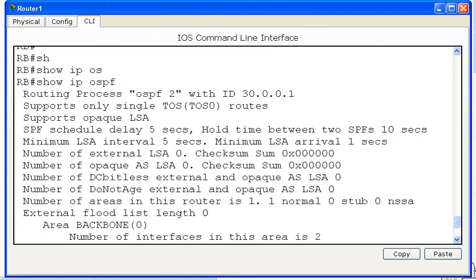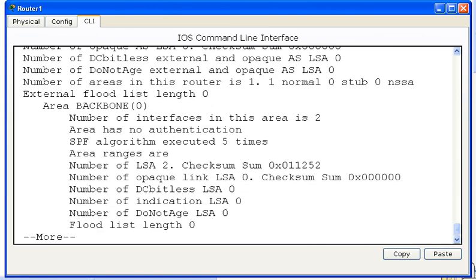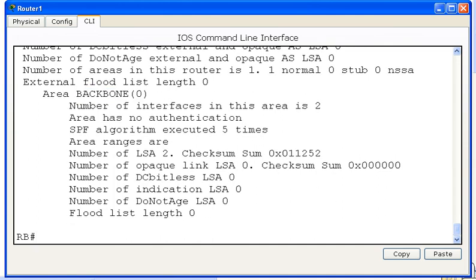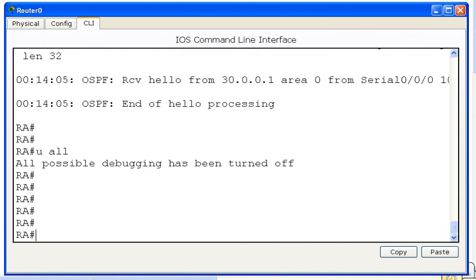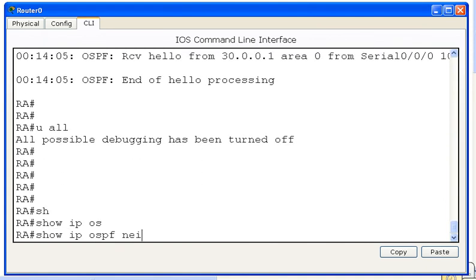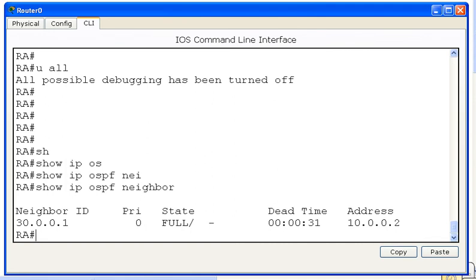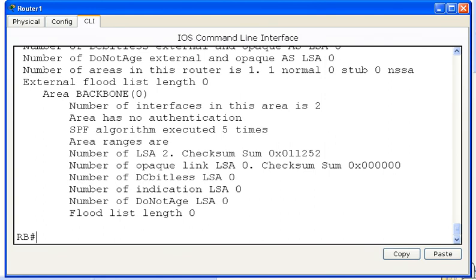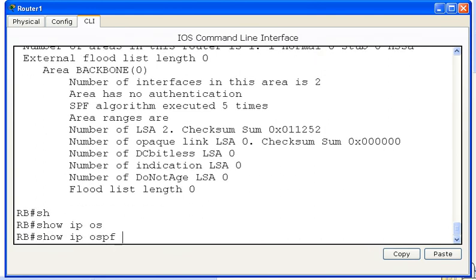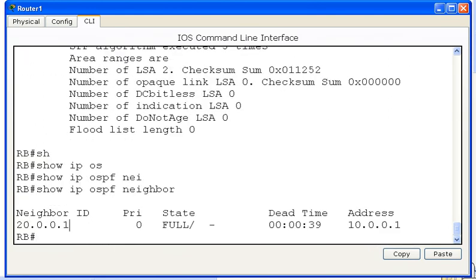There is also one more verification command, show IP OSPF. This also says OSPF process ID 2 is there, this is the router ID, and it is area 0, so it is the backbone area, all the stuff. This information is more viewed when we come to CCNP. Likewise, here also show IP OSPF neighbor. It says 30.0.0.1 is my neighbor. About this priority you will be learning when you come to CCNP. And again, here also show IP OSPF neighbor. It says 20.0.0.1, which is router A, is my neighbor.